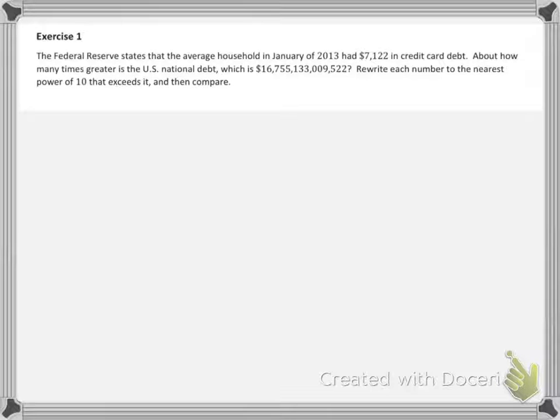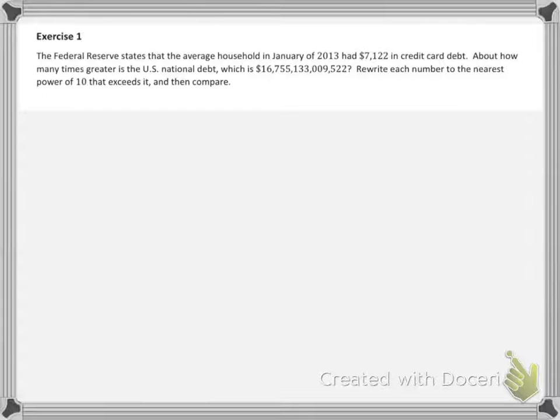Here's our problem. The Federal Reserve states that the average household in January of 2013 had $7,122 in credit card debt. About how many times greater is the U.S. national debt, which is a big number. Let's see, millions, billions, 16,755,133,009,522. And we're going to rewrite each number to the nearest power of 10 that exceeds it, and then compare. So we're going to do what we did in our last lesson, find the next power of 10 that exceeds our number, and compare that way.